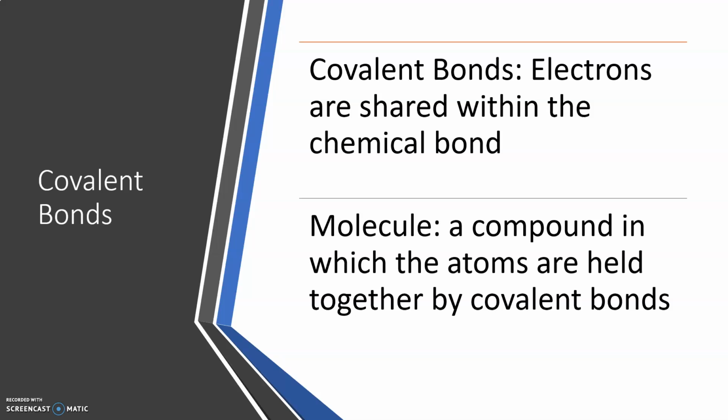The first type of chemical bond we will discuss are covalent bonds. In covalent bonds, electrons are shared within the chemical bonds. So a pair of electrons is shared to make both atoms stable. So they want a full valence shell. Covalent bonds make molecules.